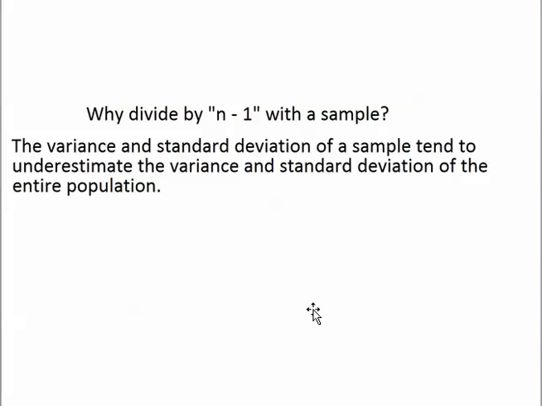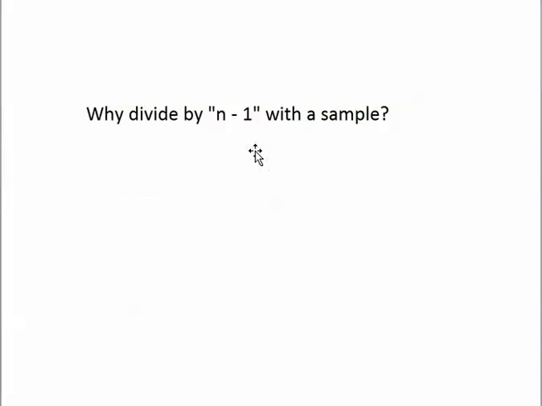So why do you divide by n minus 1? Well, when you calculate the variance and standard deviation of a sample, what you're actually trying to do is estimate the variance and standard deviation of the entire population. In other words, you're trying to estimate how much spread exists across the entire population that the sample came from.